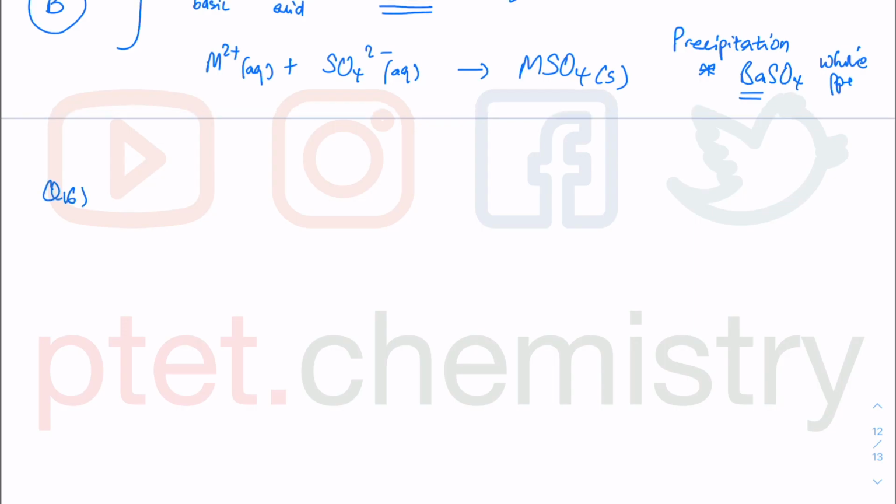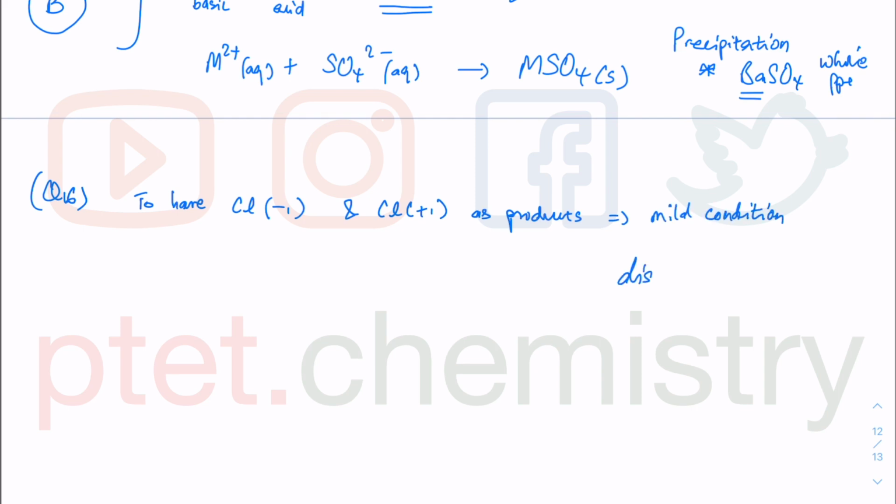Question 16. So we have chlorine gas reacted with aqueous sodium hydroxide, and you specifically want this thing to have, what do we want? We want chlorine -1 and chlorine +1 as the products. So we do not want an extreme disproportionation. We just want mild condition for the disproportionation.